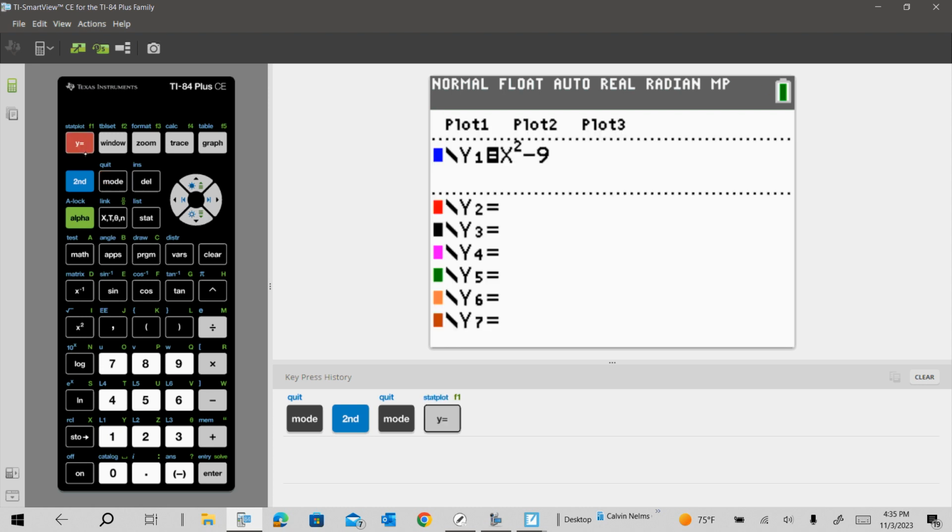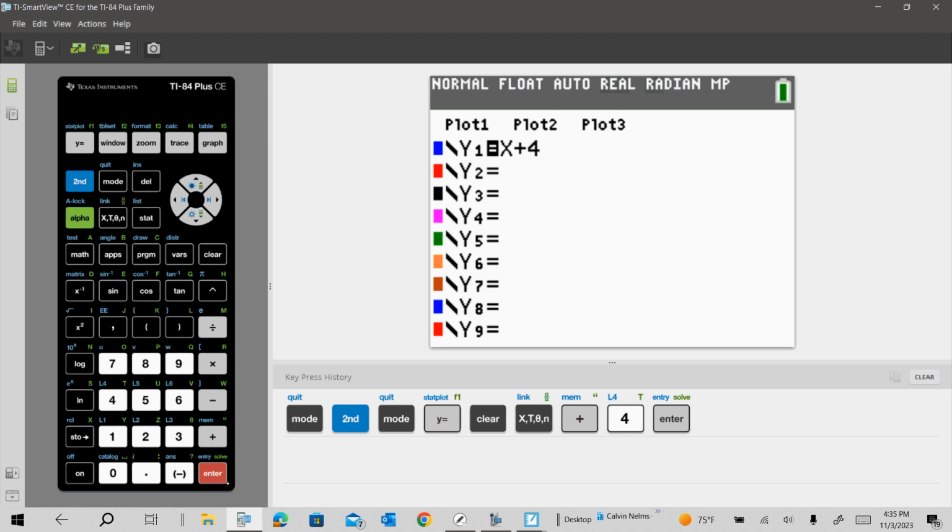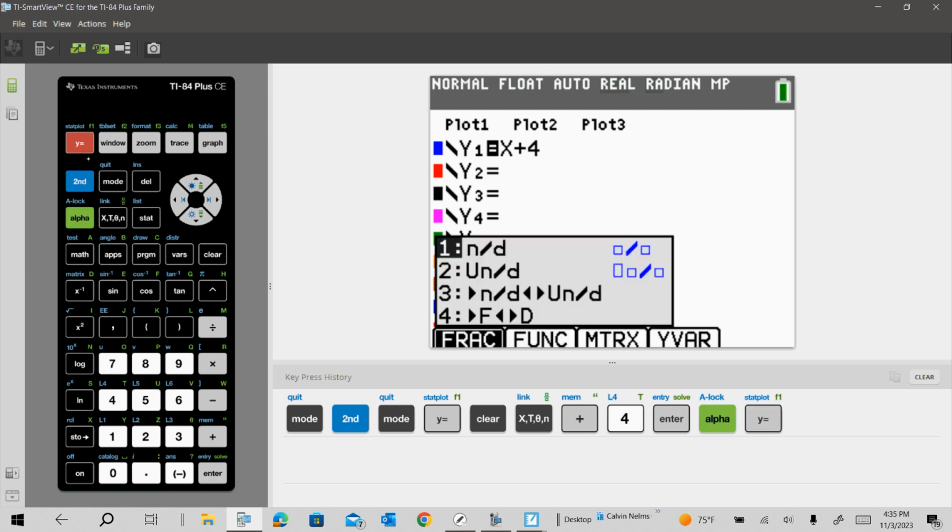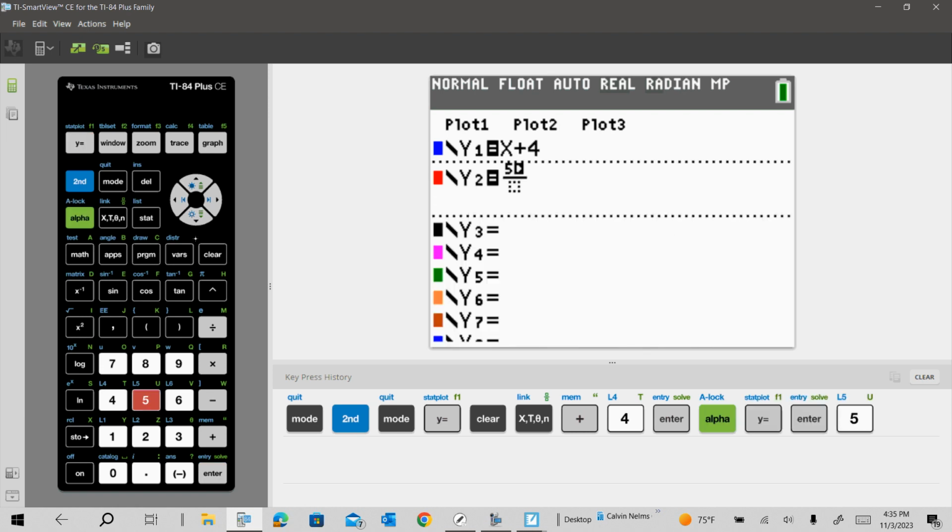If you hit y equals, we're going to clear whatever you got in there. We're going to type in the first equation, which is x plus 4. X is next to the alpha button. We're going to hit enter. And then we're going to put in 5 halves x plus 4. To do the fraction 5 halves, you do alpha y equals, hit enter, put the 5 on the top, 2 on the bottom, arrow to the right to get that x, and then we're going to do plus 4.